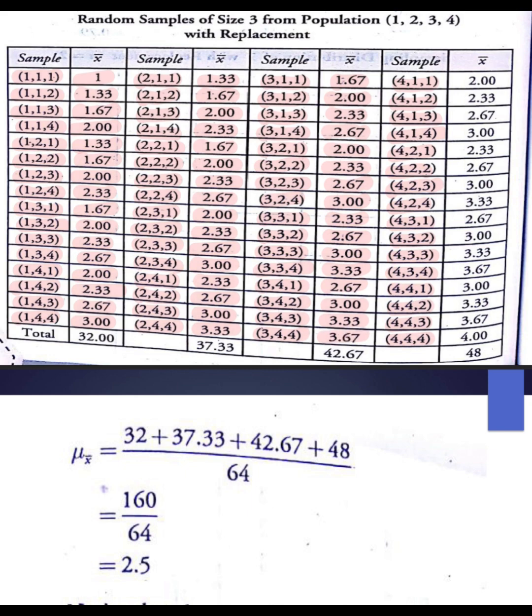And 4 plus 1 plus 1 divided by 3 is 2.00. 4 plus 1 plus 2 divided by 3 is 2.33. 4 plus 1 plus 3 divided by 3 is 2.67. 4 plus 1 plus 4 divided by 3 is 3.00.